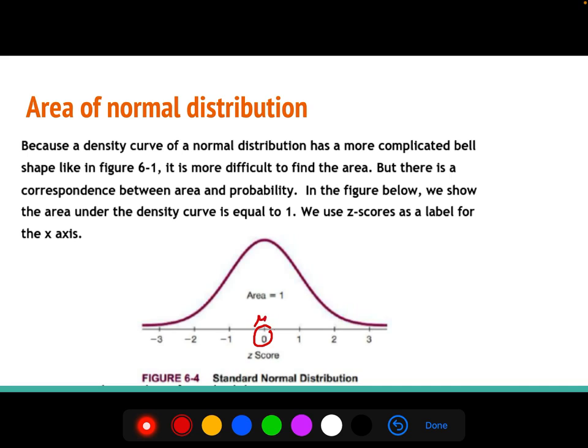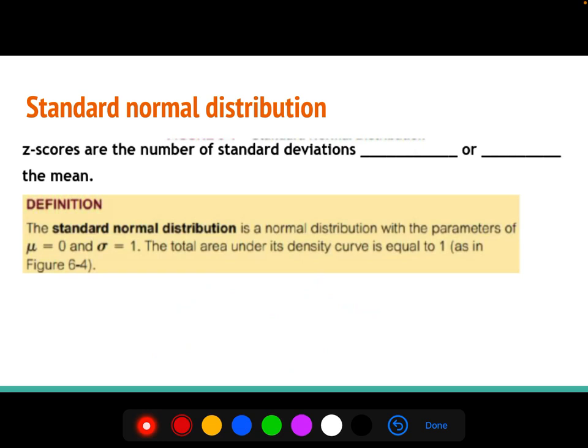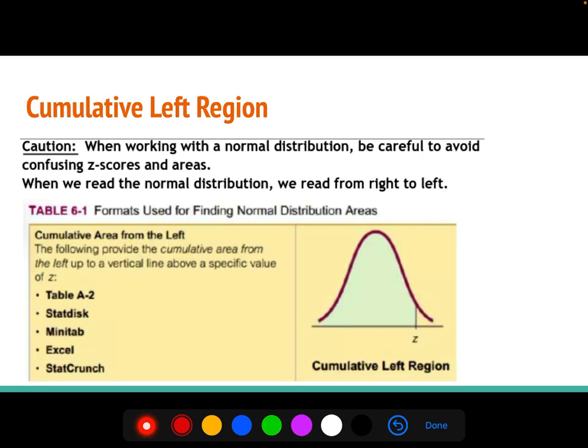Notice that a z-score of 0 is the mu, and then out each direction we have the positive and negative z-scores, just kind of reminding you of this. Z-scores are the number of standard deviations above or below the mean. Remember, our mean is 0, our standard deviation is 1, so that makes the standard normal distribution. The total area under the density curve is equal to 1.